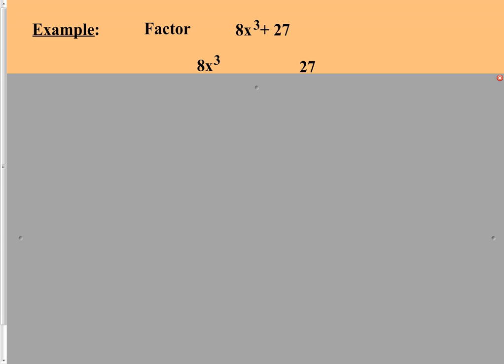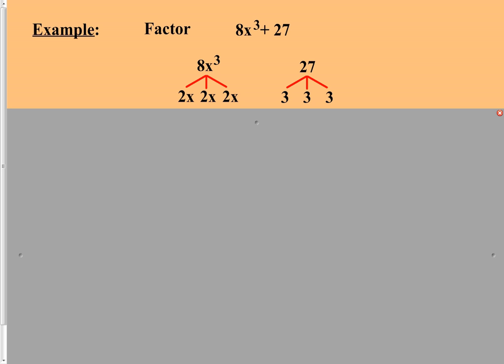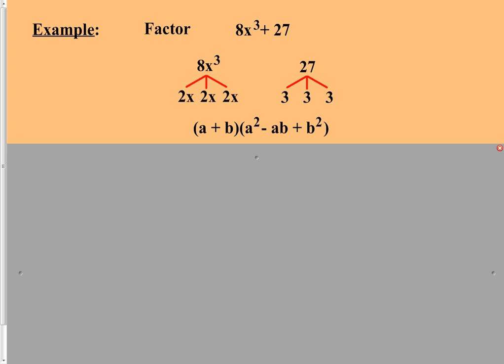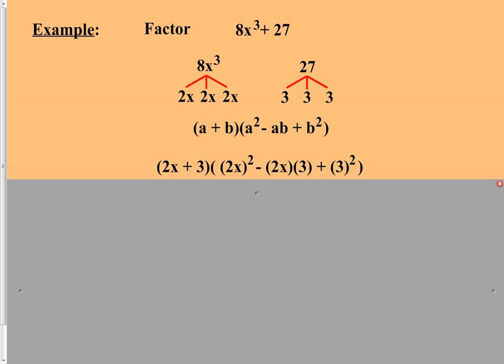Can we take 8x cubed and break it down into something times that same thing times that same thing to equal 8x cubed? Well, 2 times 2 times 2, that's 8. And of course, x times x times x, that's x cubed. So that looks good. How about the 27? Well, 3 times 3 times 3 is actually 27. So yes, we can break this thing down, and we can see that 8x cubed and 27 are both perfect cubes. So going into the formula, a plus b times a squared minus a times b plus b squared, using 2x and 3 as our a and b, it temporarily looks like this mess.